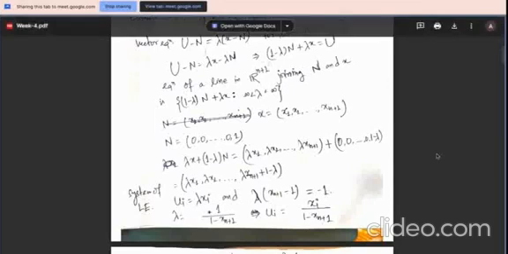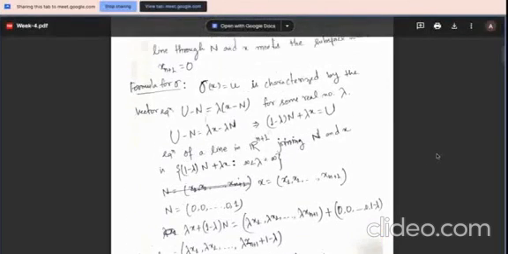Just remember what we are doing. We are getting this function. How does this function map x to u?